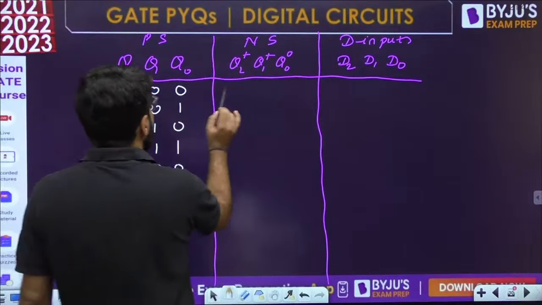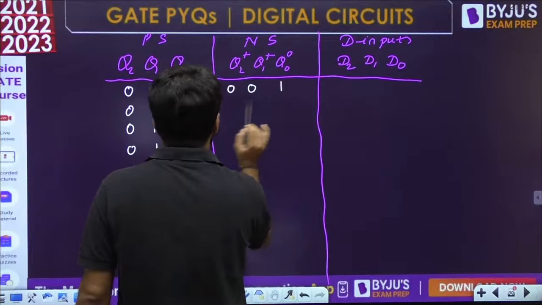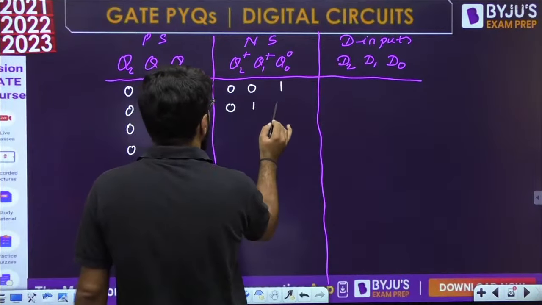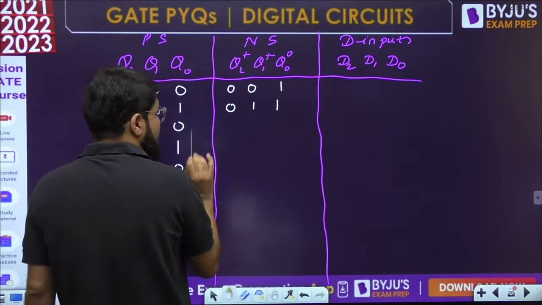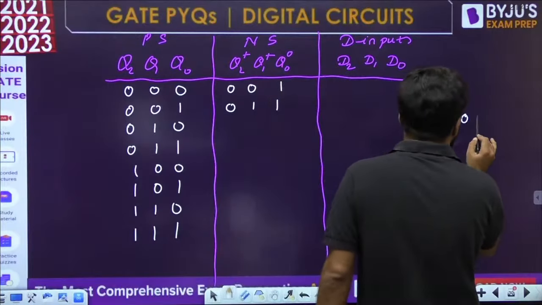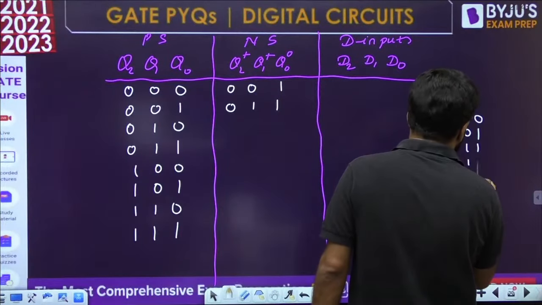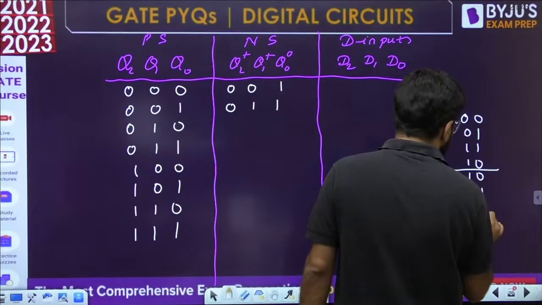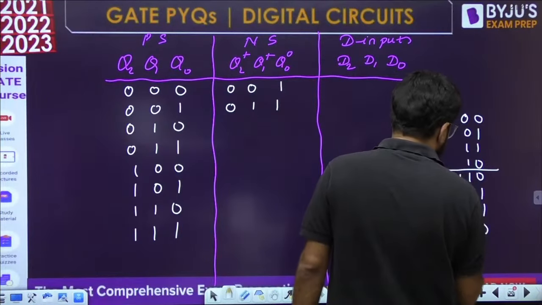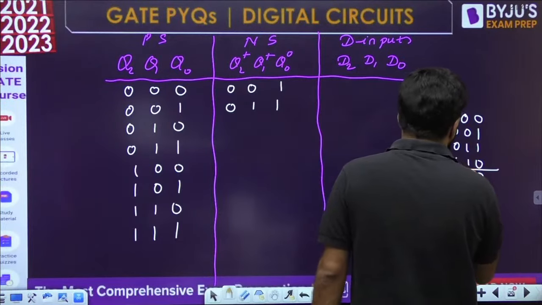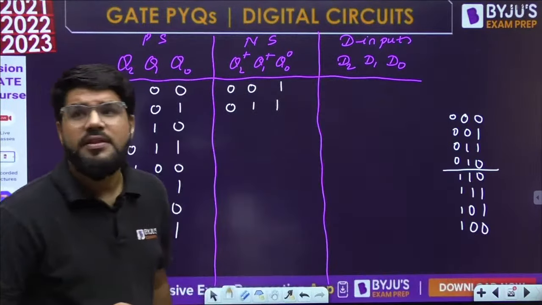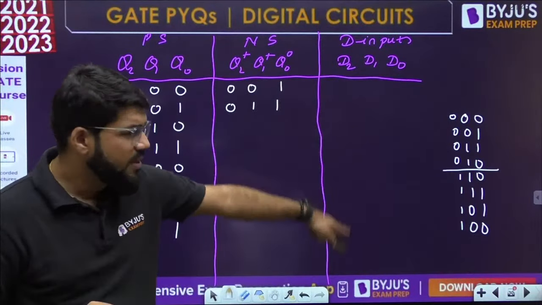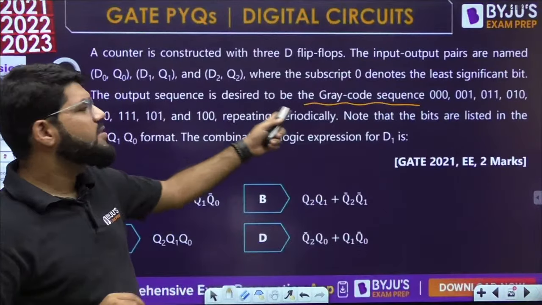So in the Gray code, after 000, you should have 001. After 001 comes 011, after 011 comes 010. If you forget, write down here 00, 01, 11, 10. This is the 2-bit Gray code. Now reflect it. Gray code is a reflecting code. Even though it is given in the question, you should remember this Gray code. Otherwise, it is given.